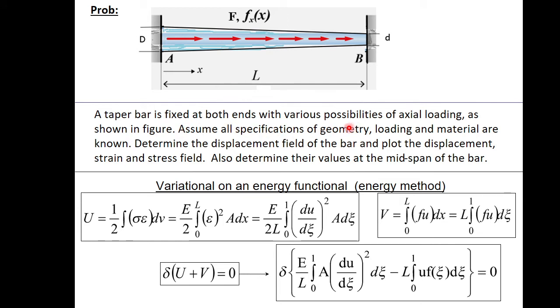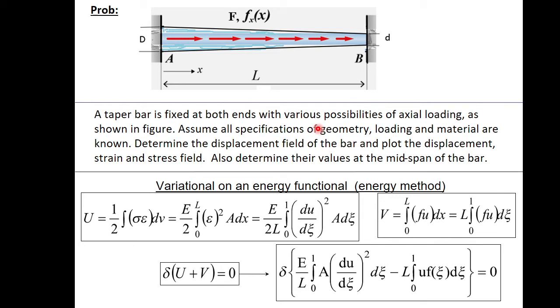Assume all specifications of geometry. Here geometry means the length, the diameters, capital D and small d, the large diameter and small diameter. This is known. The magnitude of loads are given. Material properties are known. So these are the problem parameters. These are known as such.